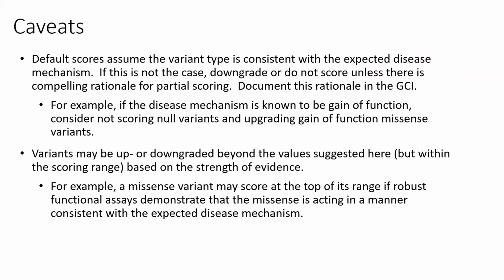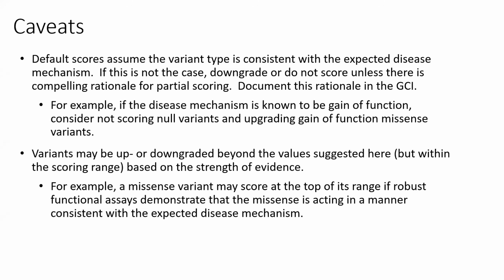So I will walk you through some scoring scenarios in a moment, but first I want to review some caveats for you just to keep in mind as we continue talking about this. First, the default scores per variant assume that the variant in question is consistent with the expected disease mechanism. If this is not the case, consider downgrading or not scoring. For example, if you are evaluating a disease where the known mechanism is gain of function, consider not scoring null variants and upgrading gain of function missense variants. Always document the reasons for alternative scoring in the GCI.